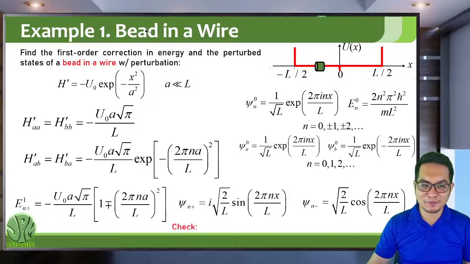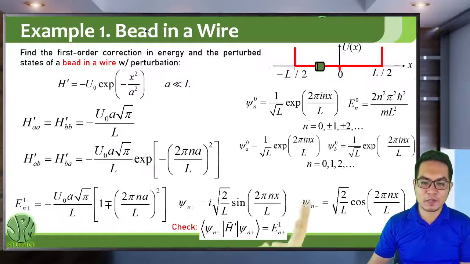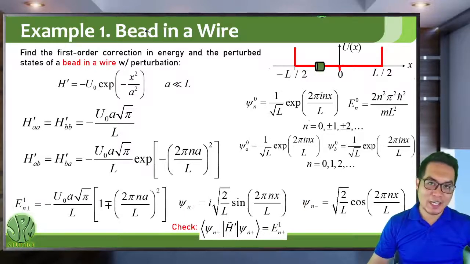It's very long. So also you need to check that if you take the expectation value of the Hamiltonian or the perturbation matrix with respect to psi n plus and with respect to psi n minus, you will get the corresponding first order correction in energy. So I will leave this to you.